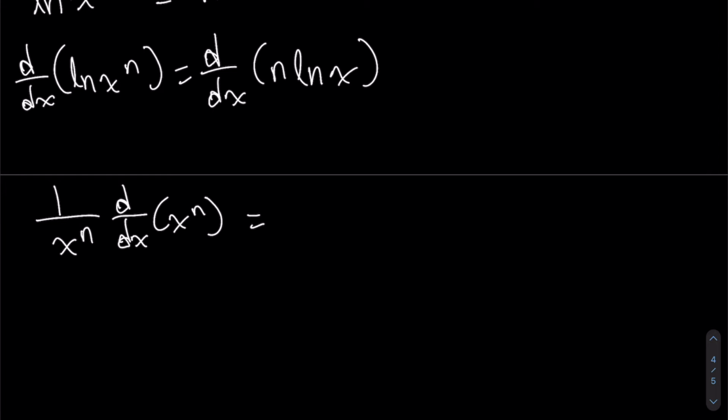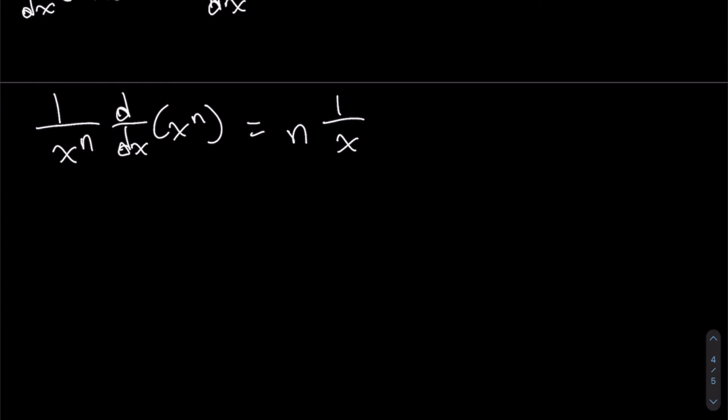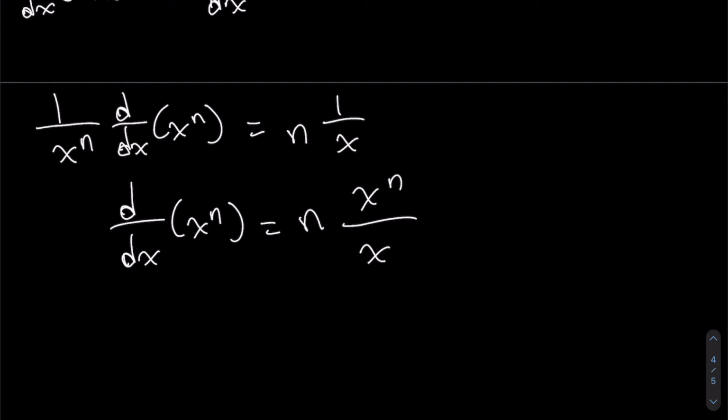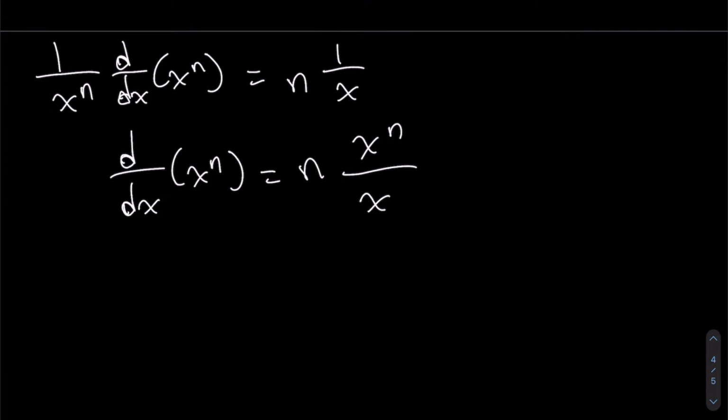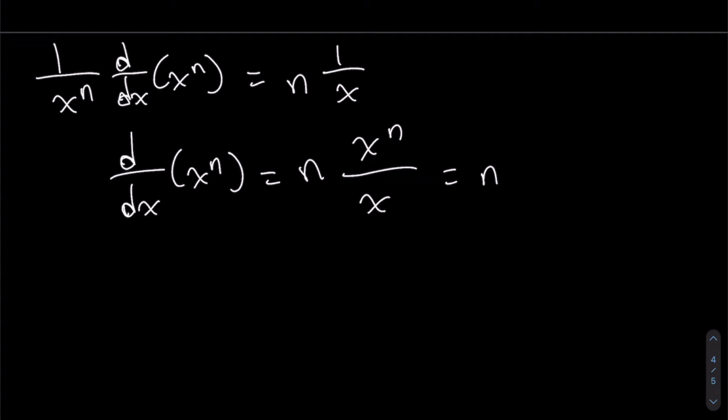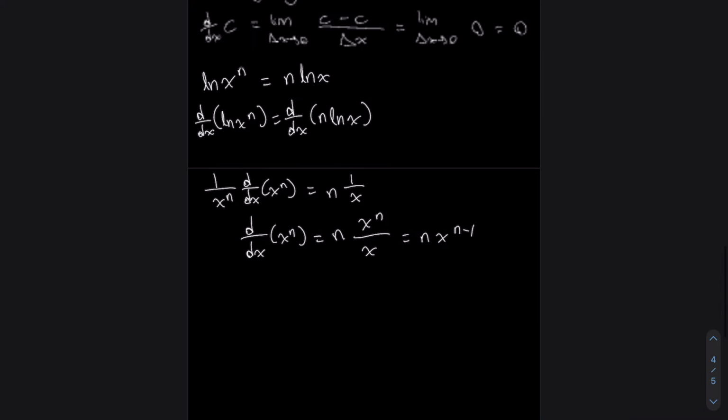Okay, and then on this side, n is a constant, so that'll just come out, and then I'll just have the derivative of ln of x, which is 1 over x. So remember, this is the derivative we want to find out. So if I just multiply both sides by x to the n, I can basically move that x to the n to the other side, and I'll have n times x to the n divided by x. And that, of course, equals n x to the n minus 1. So there's the power rule right there. Okay, next, what's next?